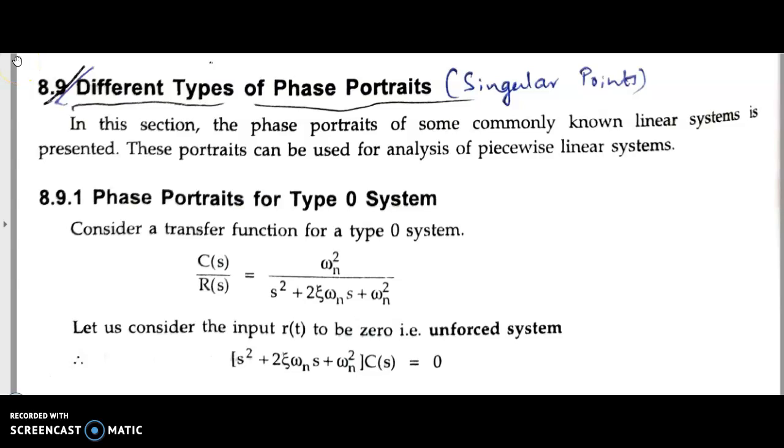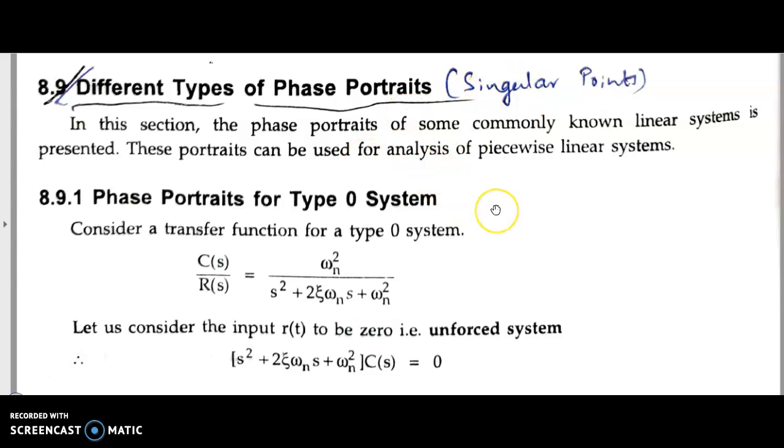Hi everyone, in this video we are going to discuss one of the important topics in the fourth module, that is different types of phase portraits, nothing but singular points. If they ask about the singular points in the question, you just have to write this topic: the meaning of singular points, and the different types of singular points with the graph. If they ask, just go through this concept.